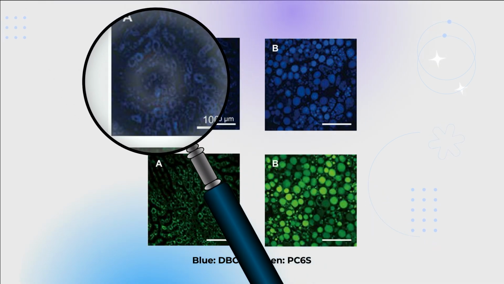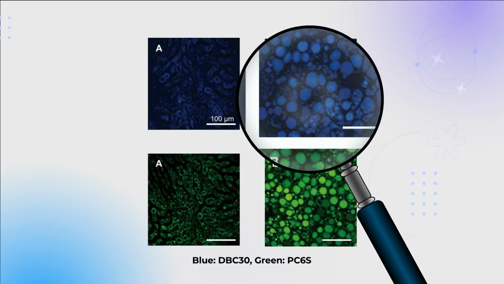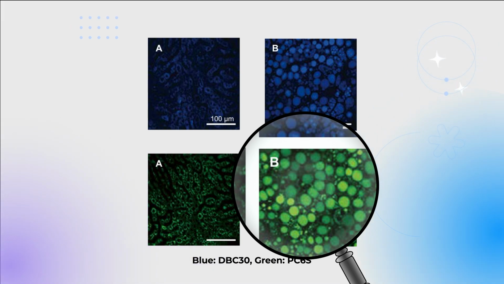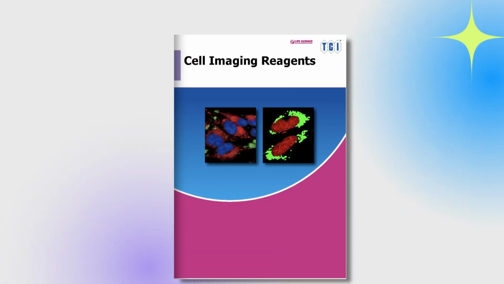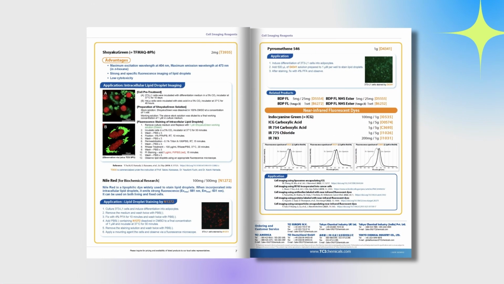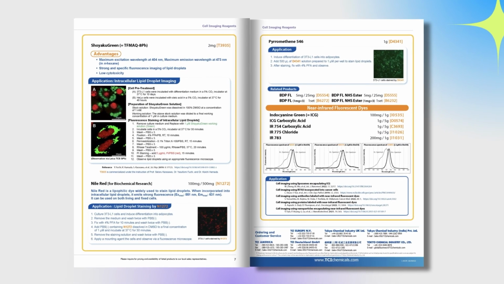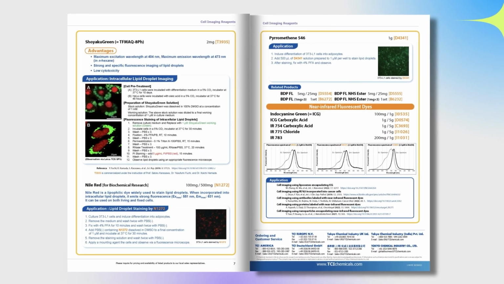DBC30 and PC6S stain lipid droplets in both cells and tissues clearly and distinctly due to the high fluorescence intensity. Additionally, TCI offers Nile red, Shoyaku green, and pyrromethene 546 for lipid droplet imaging.